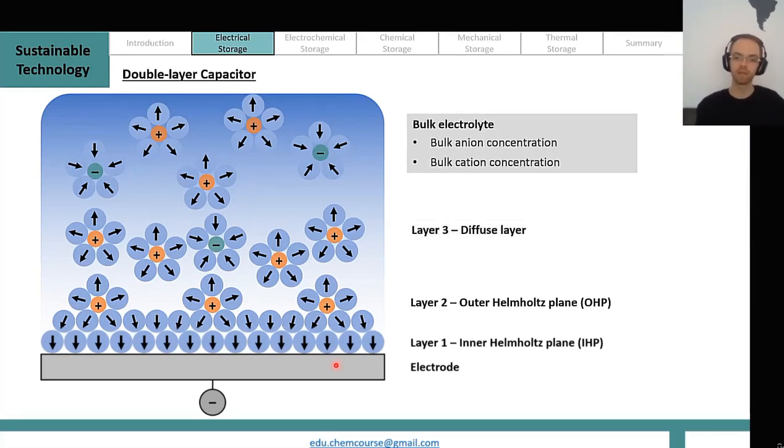So at the last layer, we're then in the bulk electrolyte, and here we will have bulk anion concentration and bulk cation concentration, which basically means that, assuming that we have one negative anion for one positive cation, we find equal concentrations for both ions if we are far enough away from the electrode.